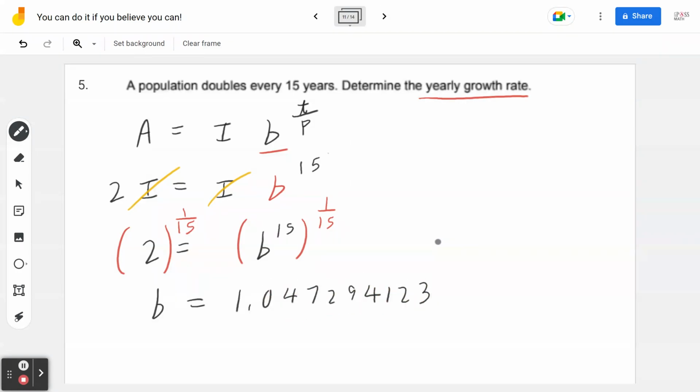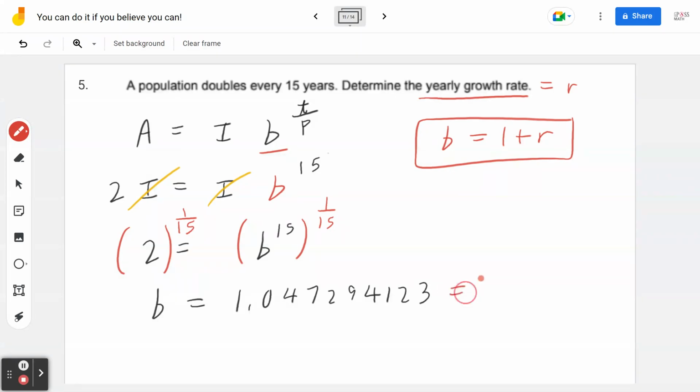1.047294123. Now, you've got to be very careful here, because when we say the growth rate, you're really looking for R. You're not looking for B. So growth rate really means R. But we define B as 1 plus R. So you want to be mindful, right? You're not looking for just the value for B, but you're looking for R.